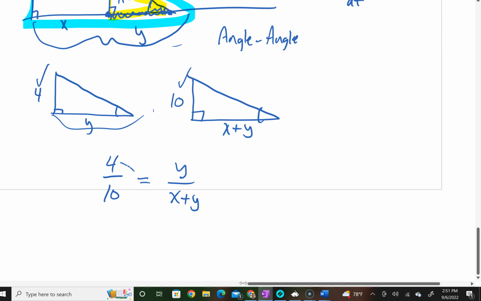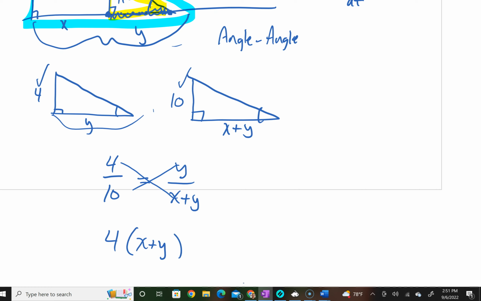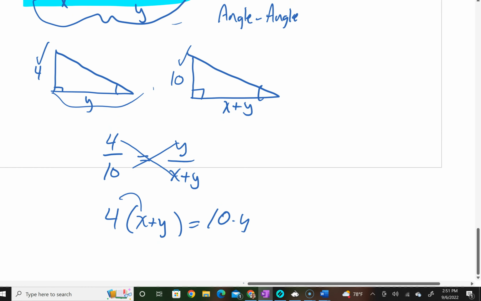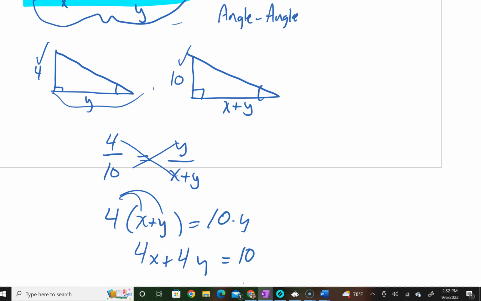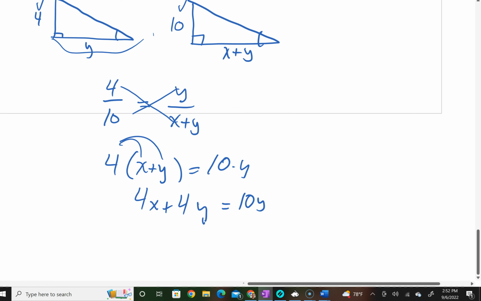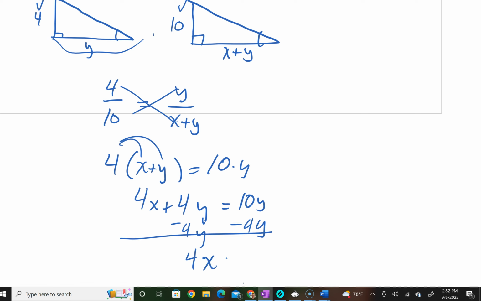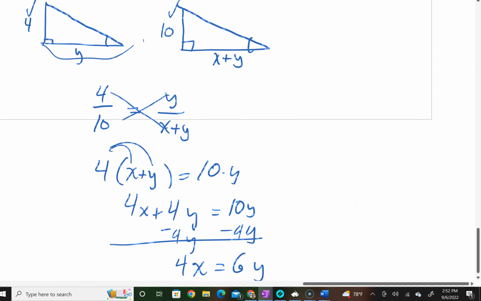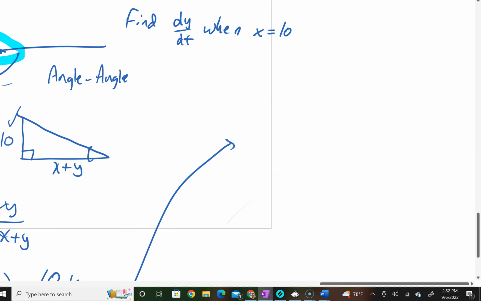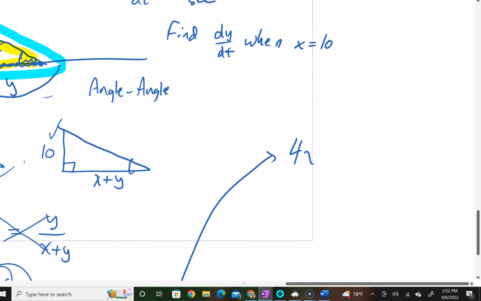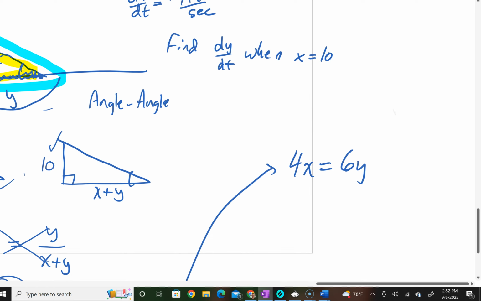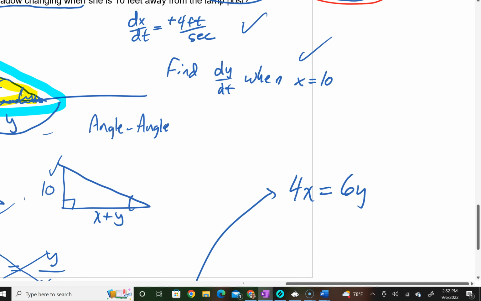I'm not going to take a derivative just yet. In fact, I'm going to cross multiply. I'll have 4 times x plus y. Over here, I'll have 10 times y. And let's see what we'd have. This is 4x plus 4y equals 10y. And tell you what, I'm going to subtract a 4y. And I'll have 4x equals 6y. So I'm going to bring that back up here just so that we can see it with this perspective that we had with our information.